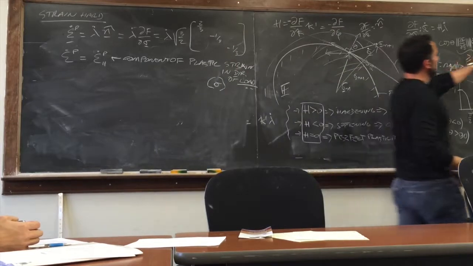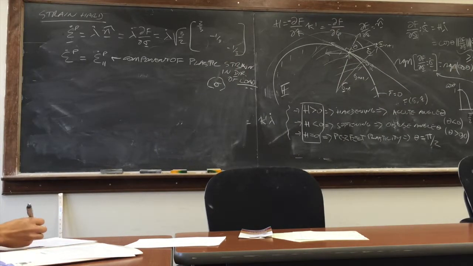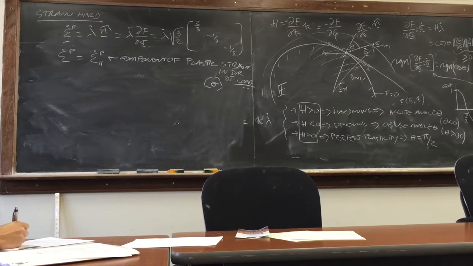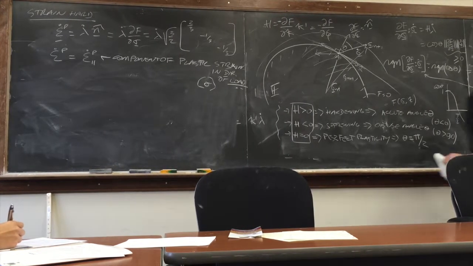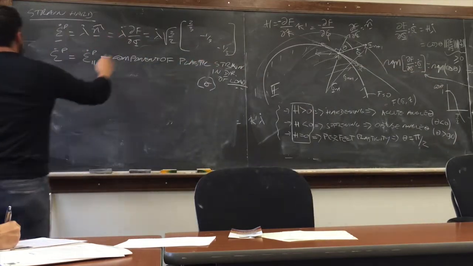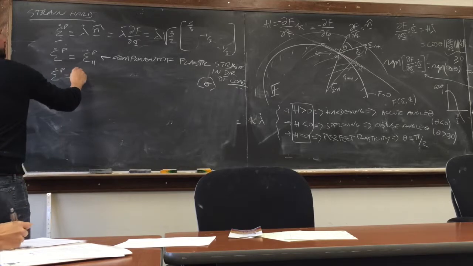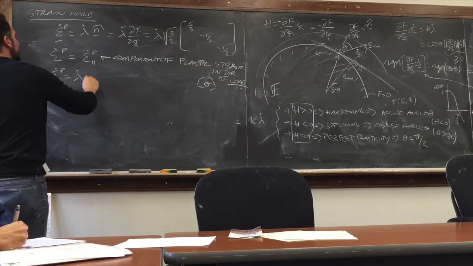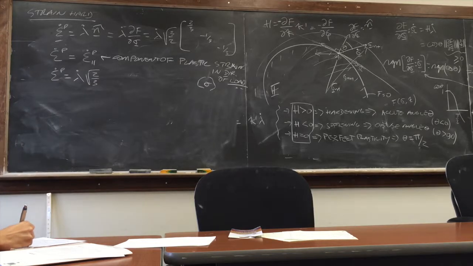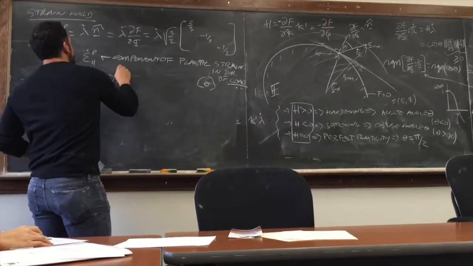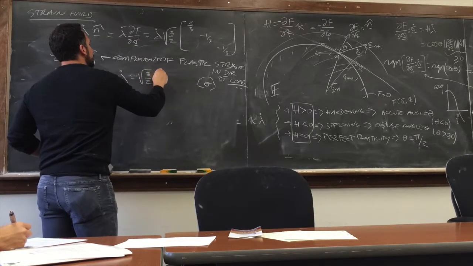So in this case, we have chosen that direction to be sigma 1,1. Okay, it could be sigma 2,2, it could be sigma 3,3, it doesn't matter. You just have to be consistent. Yes, are you still with me? Okay, so given that, then in this particular case, this is lambda dot, again, root 2/3. Or in other words, lambda dot equals root 3/2 of epsilon dot p.